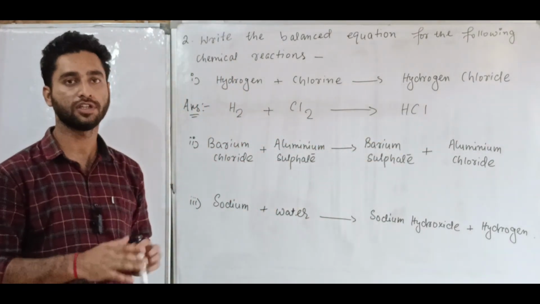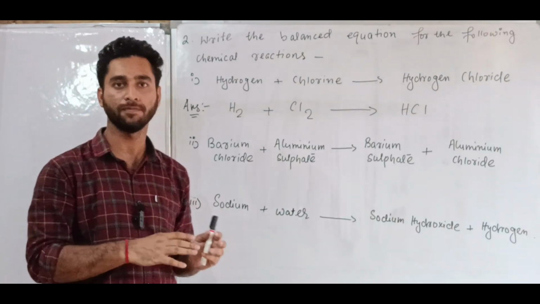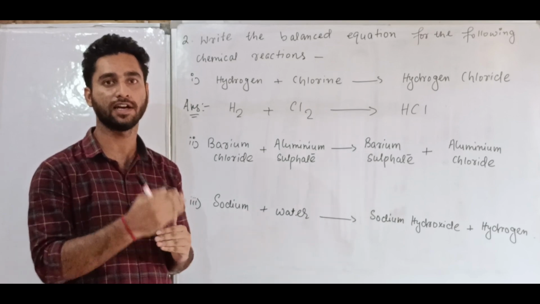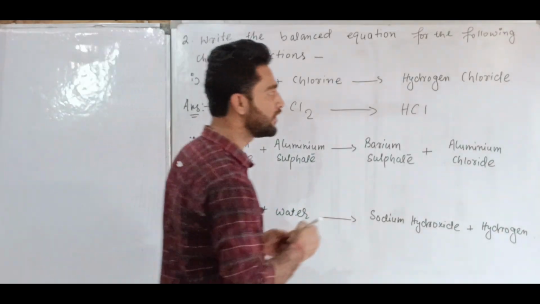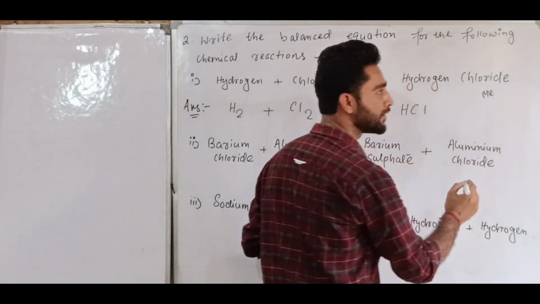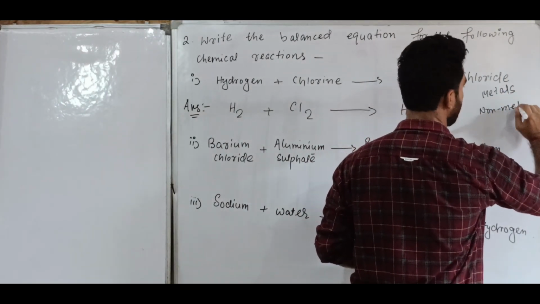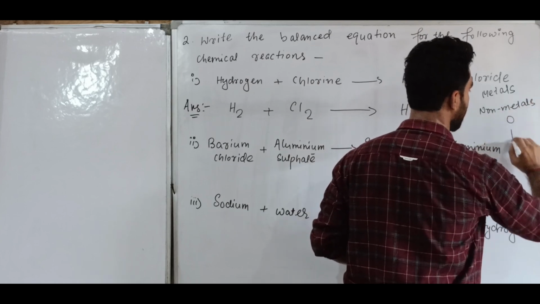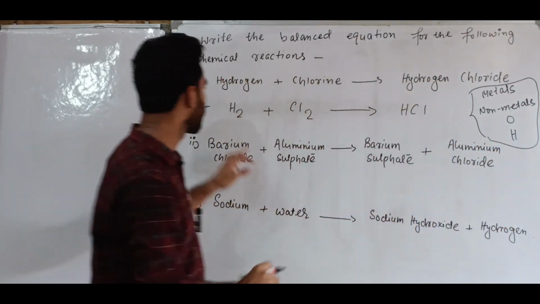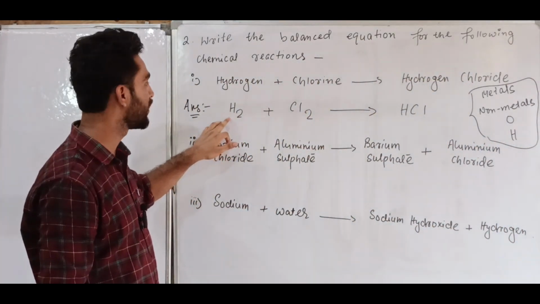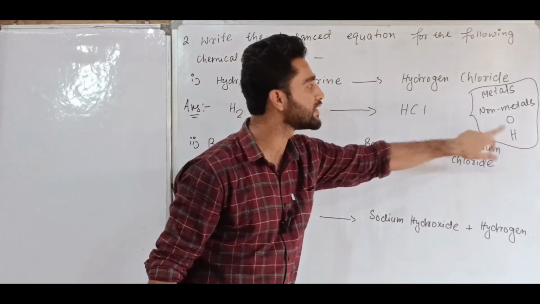Now to balance the chemical equation, I have already uploaded the trick to balance chemical equations. If you have not watched that video, please go through it, then you will get a clear-cut idea how to balance chemical equations. So what was the trick I told? Whenever we are balancing a chemical equation, first try to balance the metals, then the non-metals, then oxygen, and at last the hydrogen. This is the trick. Here metals are not there, hydrogen is also a non-metal, chlorine is also a non-metal. Then try to balance the non-metal other than oxygen and hydrogen.